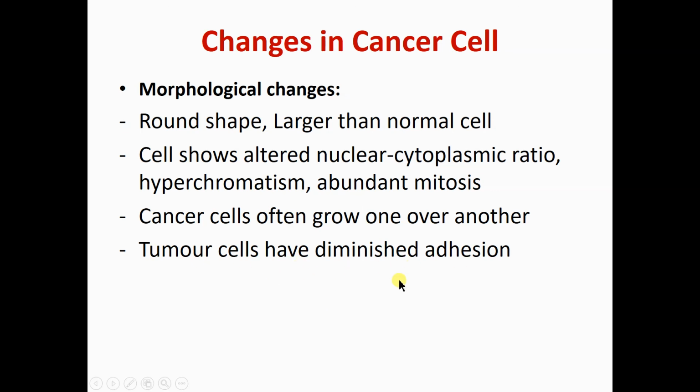Tumor cells also have diminished adhesion. Normally any cell in normal tissue has contact with the neighboring cell, with signal transmission between two cells to talk between the cells, and that is cell adhesion. But cancer cells remove any type of relation with the neighboring cell. So tumor cells have diminished adhesion.